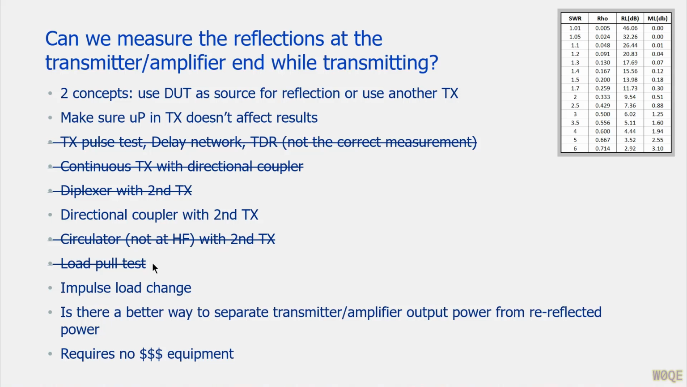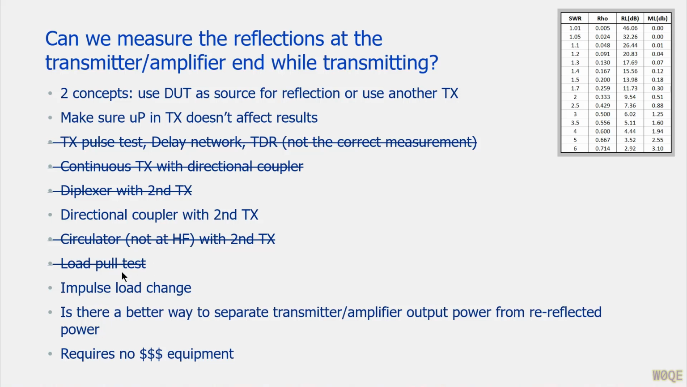The load pool test is where you take a representative sample of impedances at a certain SWR, and you face the transmitter with those impedances, and you see that the transmitter produces the same power, or roughly, at all the different impedances representing a certain SWR. And in industry, you use that. It's called a load pool test.